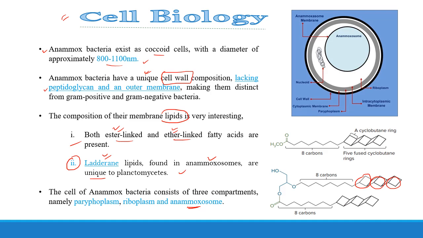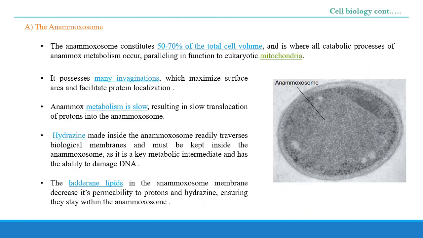As we have talked, the Anammox bacteria consist of three compartments: periplasm, riboplasm, and Anammoxosome. If we go into a little more detail, we can find this is the Anammoxosome, this is the riboplasm, and this is the periplasm. The Anammoxosome covers about 50 to 70% of the total cell volume, and it actually acts as a mitochondria-like organelle.